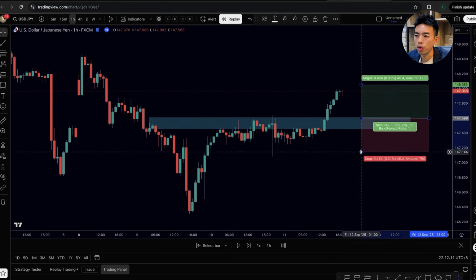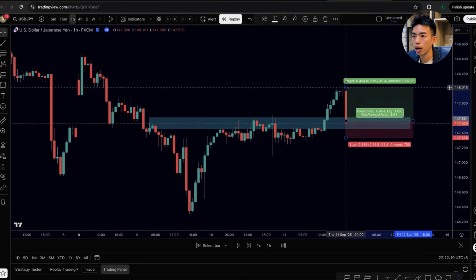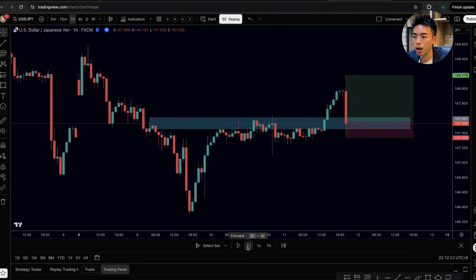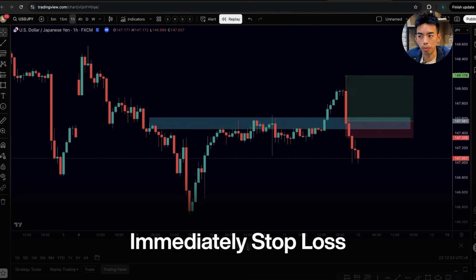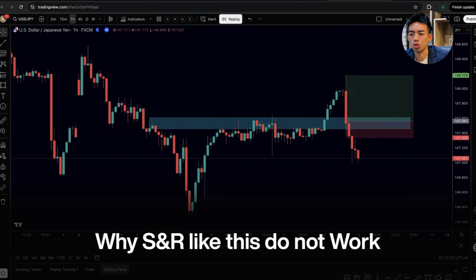If we were to look for a buy on a pullback, let's say this move right here, and let's say if it got in on a buy right there, what's gonna happen to this buy? We immediately get a stop out, albeit a strong support and resistance area. I'm going to show you another one. I want you to start thinking about why SNRs like this do not work.